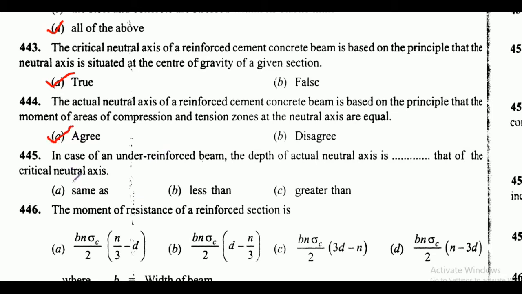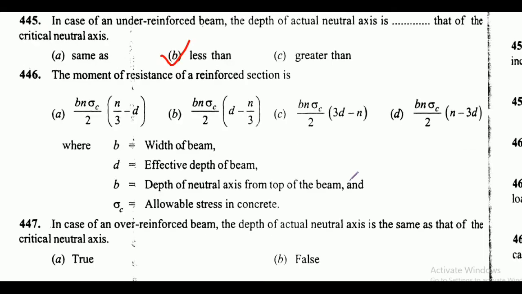Next is, in case of an under reinforced beam, the depth of actual neutral axis is dash that of the critical neutral axis. Options are same as, less than, greater than. Here correct answer is option B, that is less than. Next is the moment of resistance of a reinforced section is, here friends these are the options, and here correct answer is option B, that is b n sigma c upon 2 into bracket d minus n upon 3.